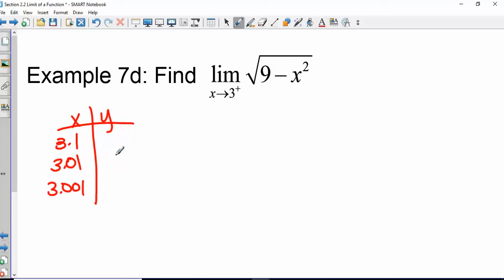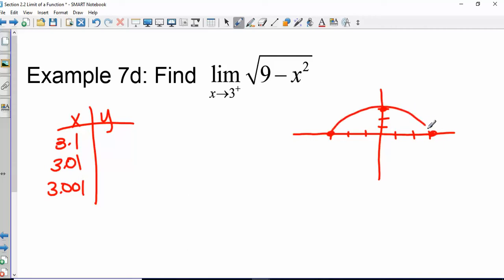Okay, so when I plug in 3.1, what happens? Non-real answer. What about if you plug in 3.01? If you graph this, if you put in negative 3, negative 3 squared is 9, 9 minus 9 is 0, square root of 0 is 0. If I put in a 0, you get the square root of 9, which is 3. If I plug in a positive 3, I get the square root of 0, which is 0.